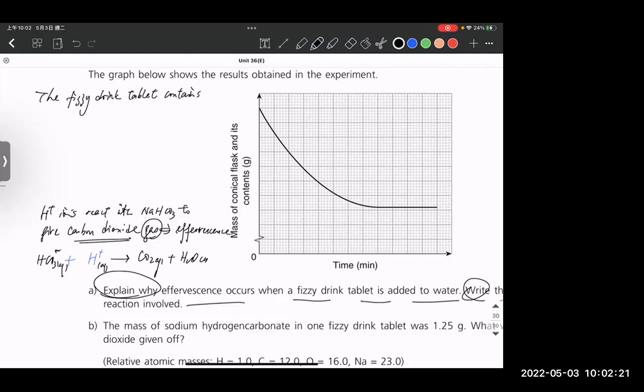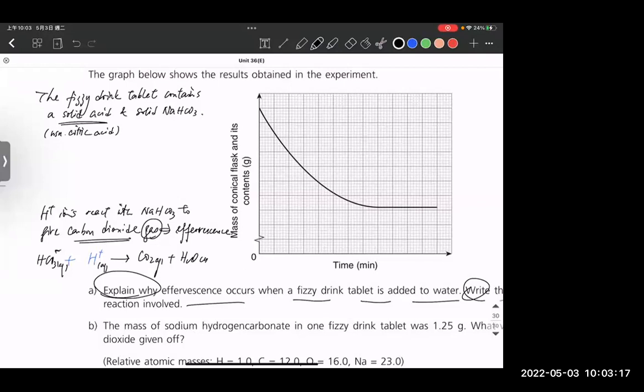So what does the fizzy drink tablet contain? It contains a solid acid and solid sodium hydrogen carbonate. Usually the solid acid is citric acid. So that's why on the market it is quite common to find fizzy tablets being orange or lemon flavor. Have you ever thought of a fizzy drink tablet made with a different flavor? Why don't they make a fizzy tablet with strawberry?